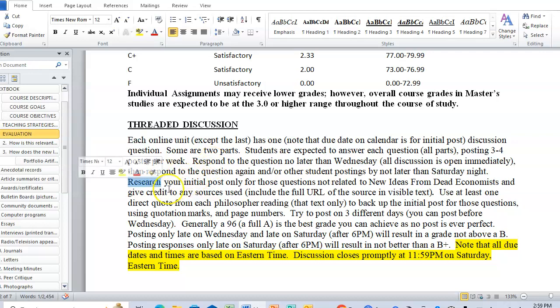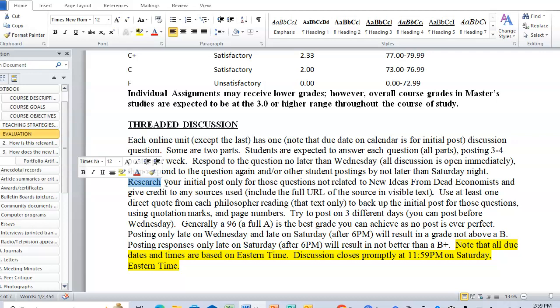In terms of the New Ideas from Dead Economists threaded discussion questions, you will use only the New Ideas from Dead Economists. No outside research, no slide player that I attached for the introduction to that edition, for that specific question. Only the New Ideas from Dead Economists for your initial post. And you will use at least 1, preferably 2 or 3 direct quotes to support your post from the reading.